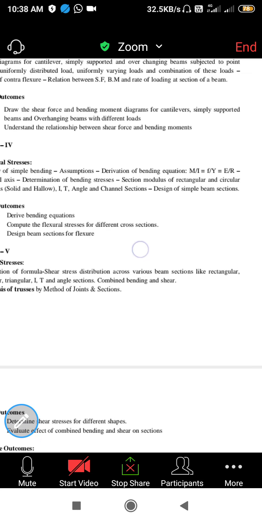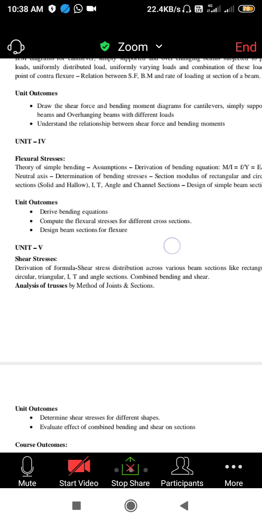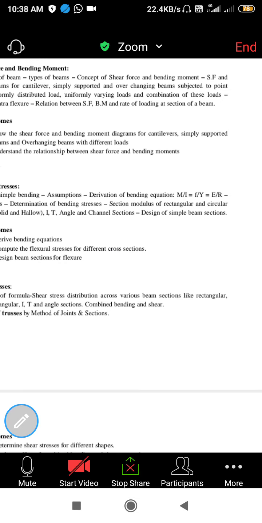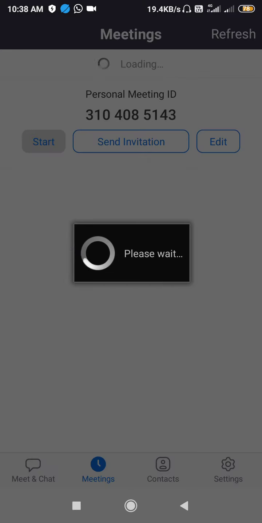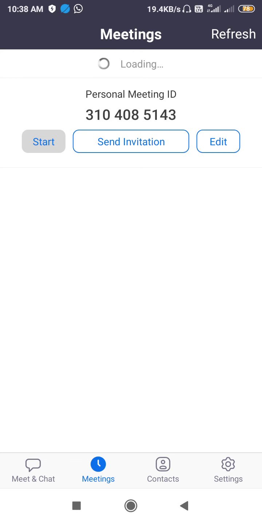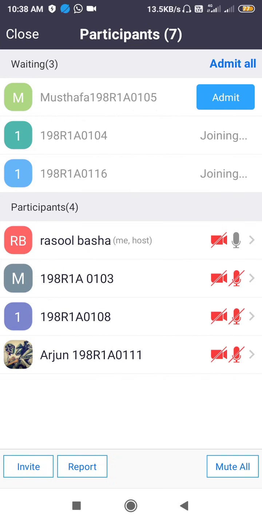In this we study the bending moment equation, that is M by I equal to F by Y equal to E by R. This is called the bending moment equation. Here we study the bending moment equations in this unit, that is the flexural stresses. So what are the flexural stresses for the different types of, okay, same as we can study the next final unit.